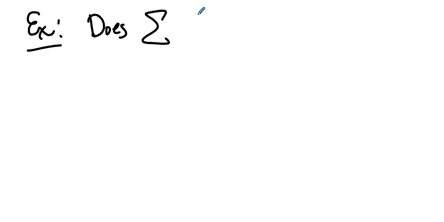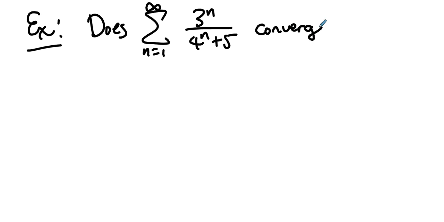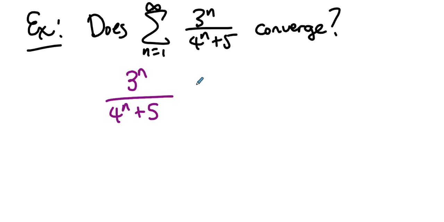Does the sum of 3 to the n over 4 to the n plus 5, as n goes from 1 to infinity, converge? Well, we can compare this to something that we know about. We know that 3 to the n over 4 to the n plus 5 is less than 3 to the n over 4 to the n because they have the same numerators, but this denominator is bigger.